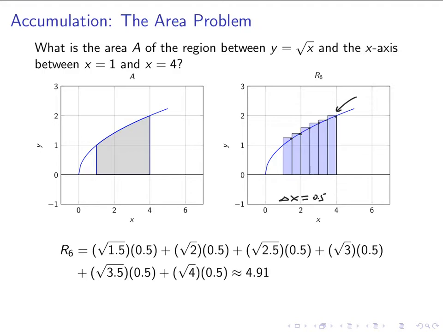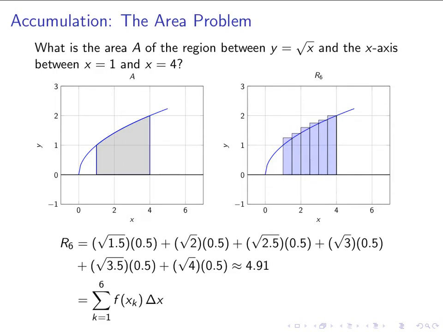So for example, this dot has as its height f of 4 because it's sitting above the x coordinate of 4. And f of 4 would be the square root of 4, which would be 2. So we know that the height of this last rectangle is 2, and the width is 0.5. And that would be this term here in my summation. So everything about this looks exactly the same. The heights of the rectangles are just f of the appropriate x coordinate. The widths are all delta x, all the same at 0.5.